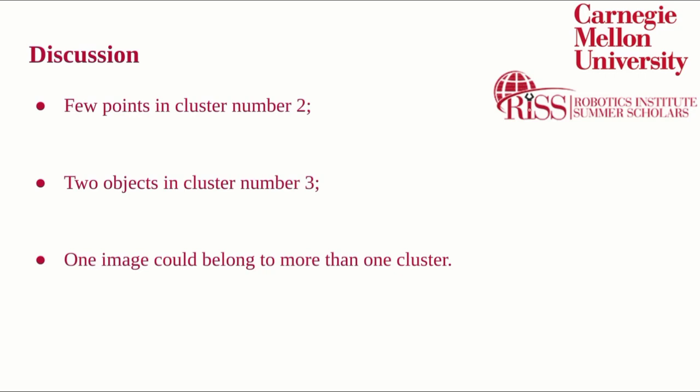The issue regarding cluster number 3 is the presence of images from the cuboid and from the table, which makes it hard for the classifier to recognize a pattern between them. Another problem is the fact that one image could belong to more than one cluster. The cuboid, for example, could belong to clusters number 0, 2, and 3, but the algorithm was able to predict only one class for it.